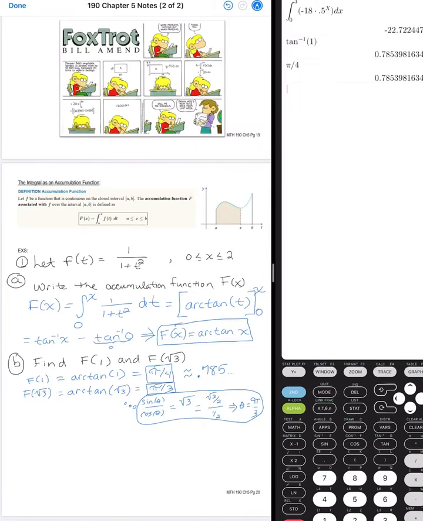Again, I could use my calculator, so I could do tan inverse of the square root of 3. And if I wanted to double check my decimal approximation against my exact answer, of course we see that those two are in fact identical. 1.047 approximately.